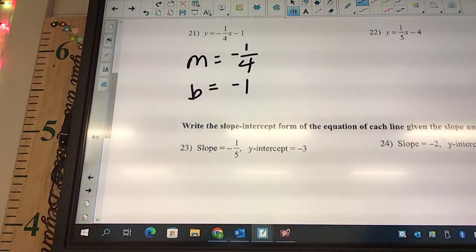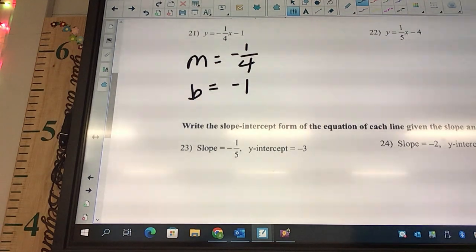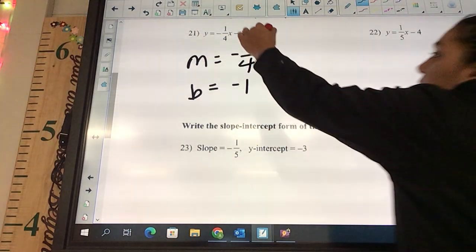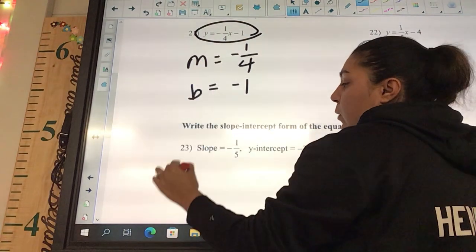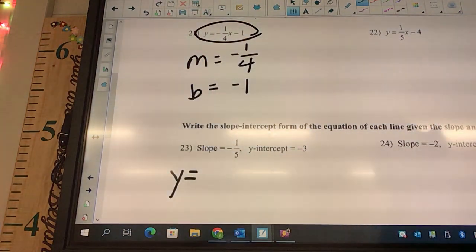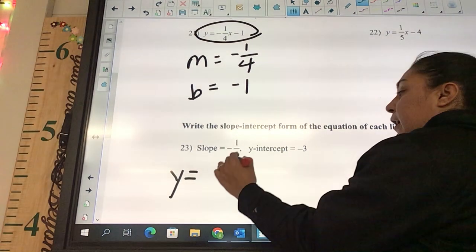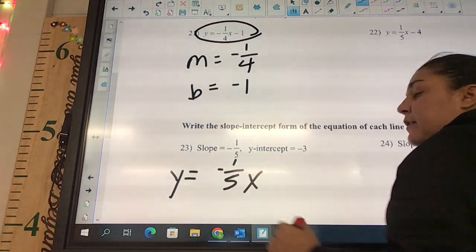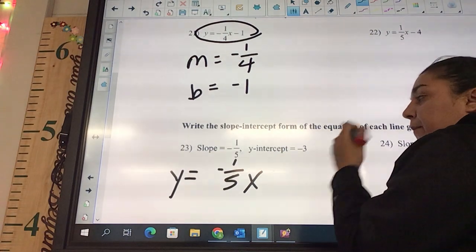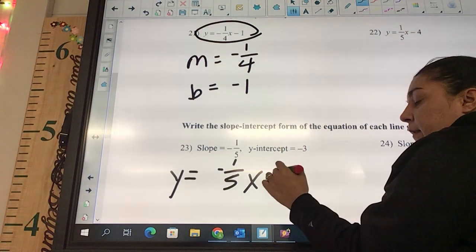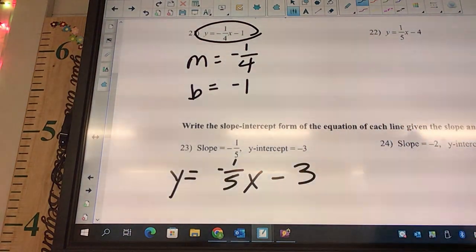Okay, 23, they want you to do the same thing, but they want you to write it in an equation like this. Okay, so it's going to be y equals, what comes first? -1/5 x, then what? Yeah, or you can say plus -3, it doesn't matter.